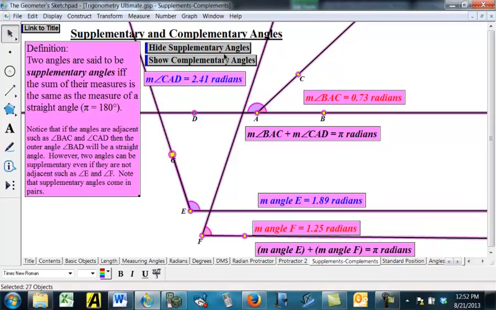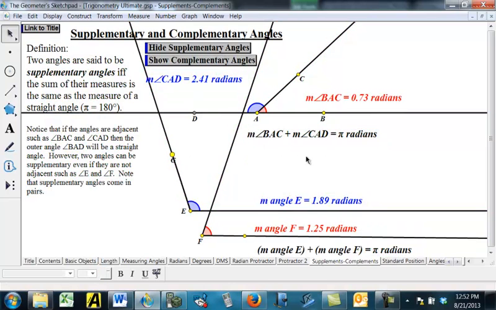Today we're going to talk about supplementary and complementary angles. Supplementary angles are defined to be two angles whose measures sum up to the same as the measure of a straight angle. So in radians that would be two angles whose measures add up to pi. Or if we're measuring in degrees, two angles whose degree measure adds up to 180 degrees.